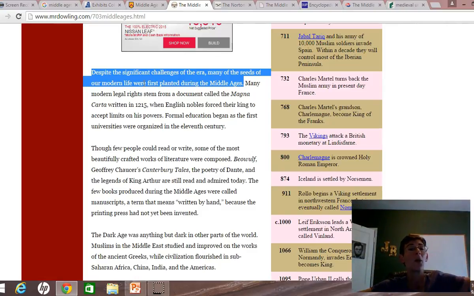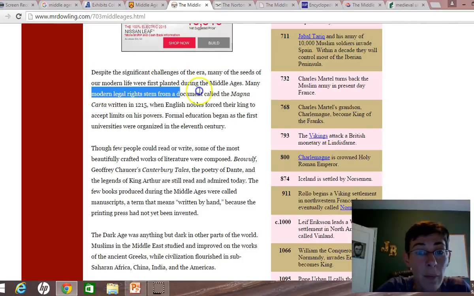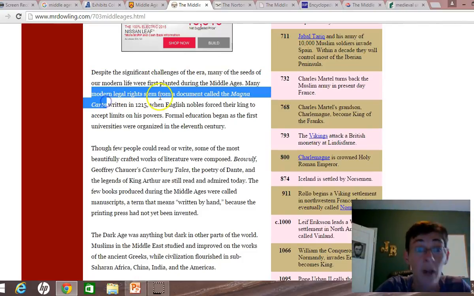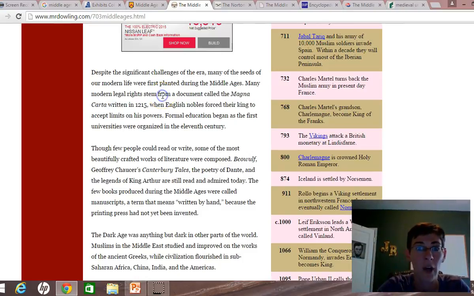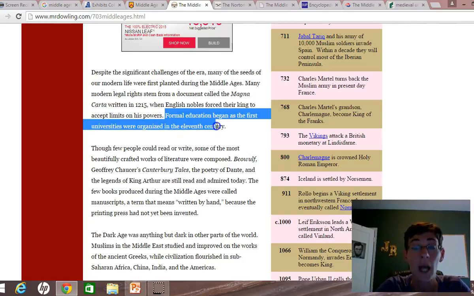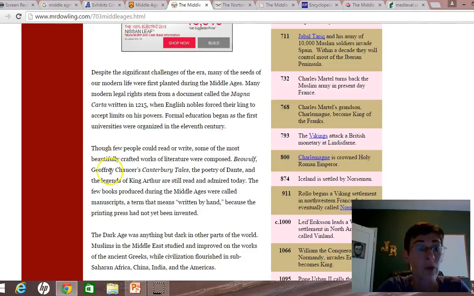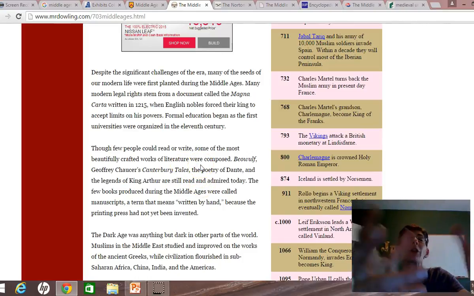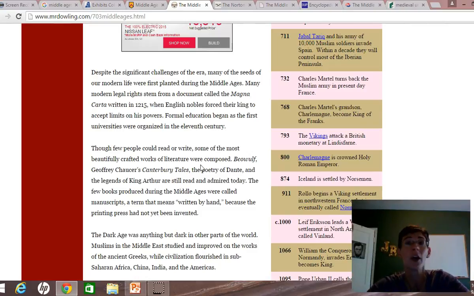Now we have the beginning of what we can see as significance. So it talks about how modern legal rights stem from a document called the Magna Carta, right? Okay, so that's pretty significant, right? Formal education began as the first universities were organized. Though few people could read or write, some of the most beautifully crafted works of literature were composed. See, these are things that matter. These are things that are important. The results, the conclusions that came from the Middle Ages. Now we're starting to get into significance.